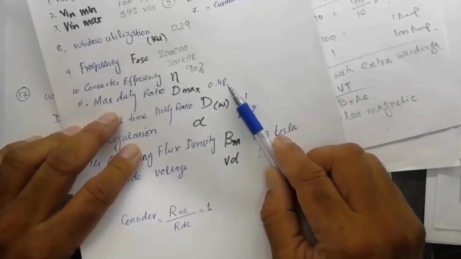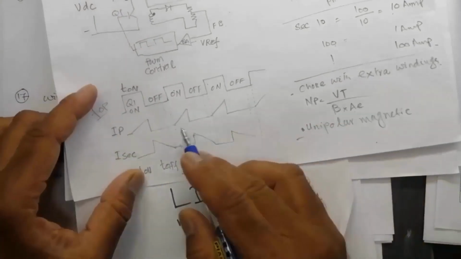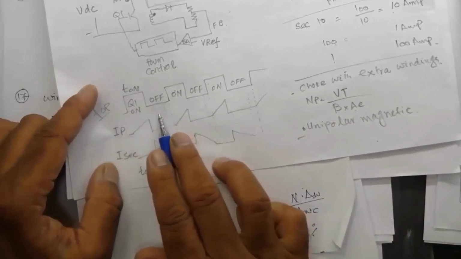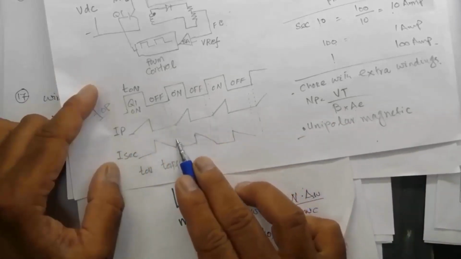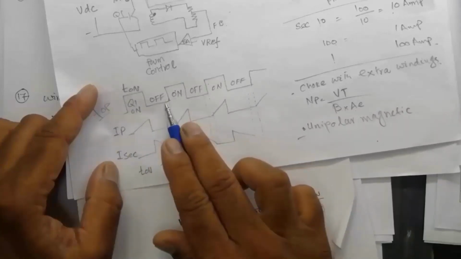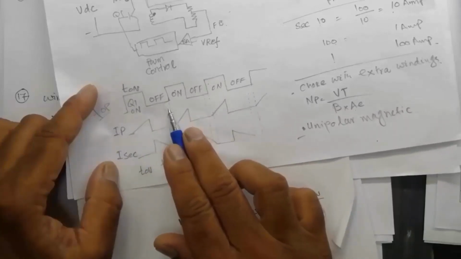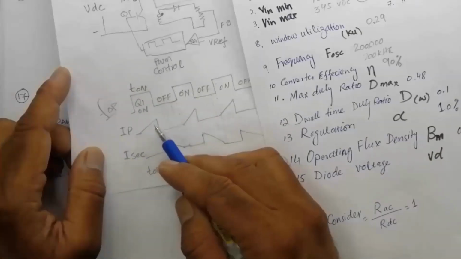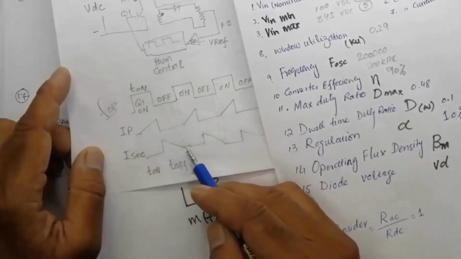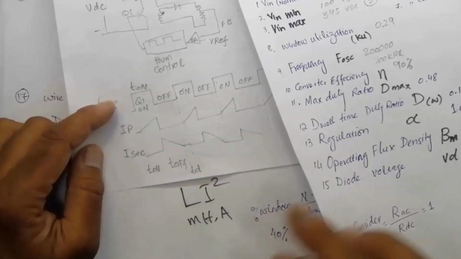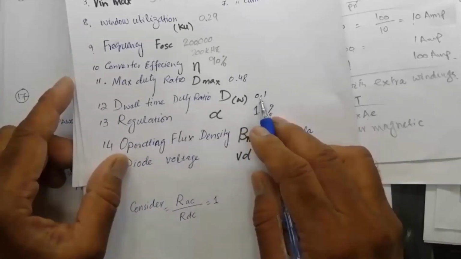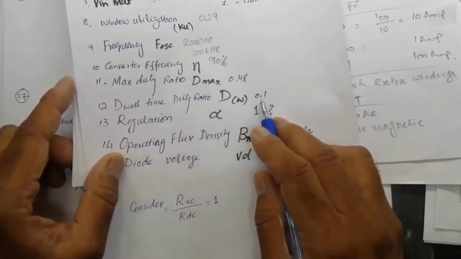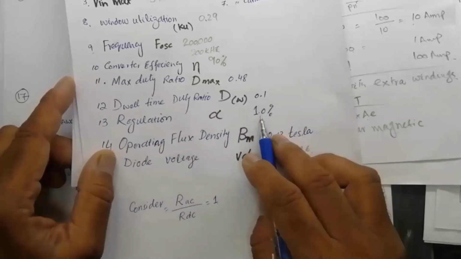Why 48%? Because we have to set this converter in discontinuous mode. 48% on period and 48% off period makes 96%, and 4% time will be left behind for discontinuous mode. This is energy stored time, this is energy transfer time, and this is dead time. Dwell time 0.1. At full current mode we allow another 0.1, regulation 1%.